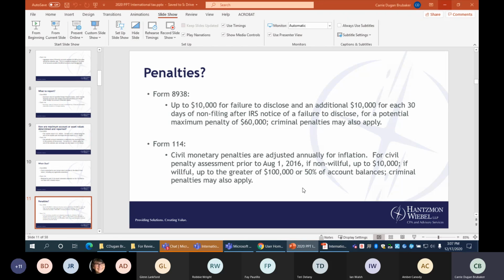For the Form 114, the penalty for a non-willful exclusion is $10,000. If it's willful or the asset is greater than $100,000, the penalty can be as high as 50% of the balance of the account. So those are no joke. We've got to really stay on top of that.